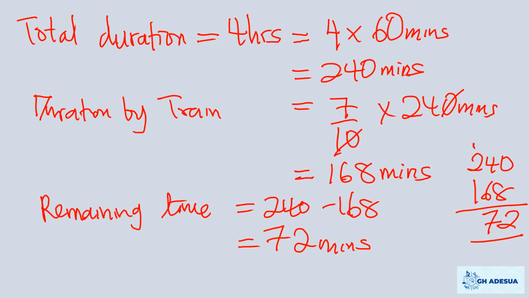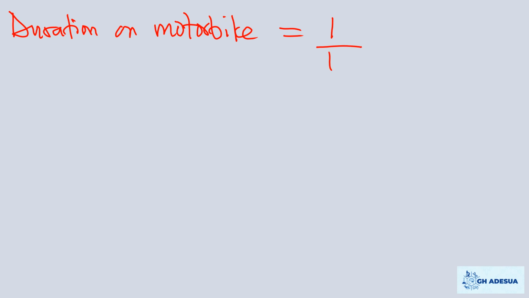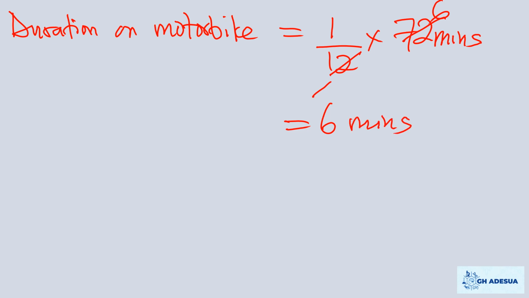Now of this, 1/12 was traveled by motor bicycle. So let's find that. So duration on motorbike will be 1/12 of the 72 minutes left. Now 12 into itself is 1, into 72 is 6. So 1 times 6 is 6. 6 minutes was done by a motorbike.